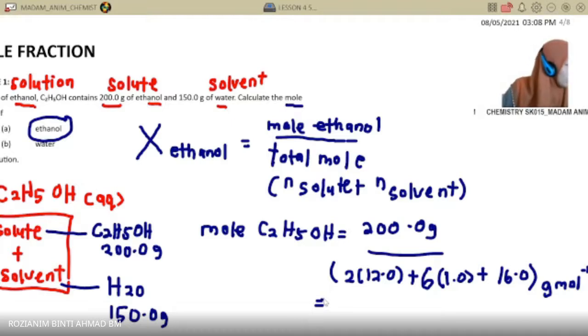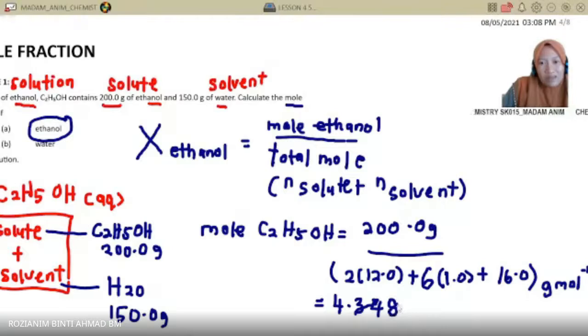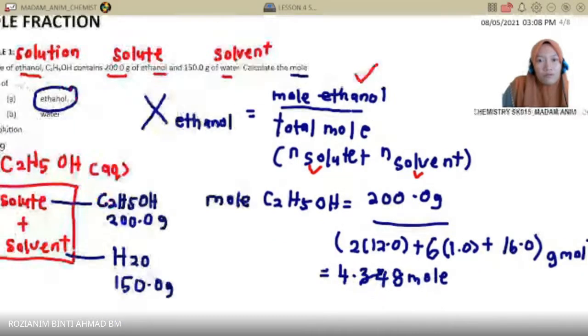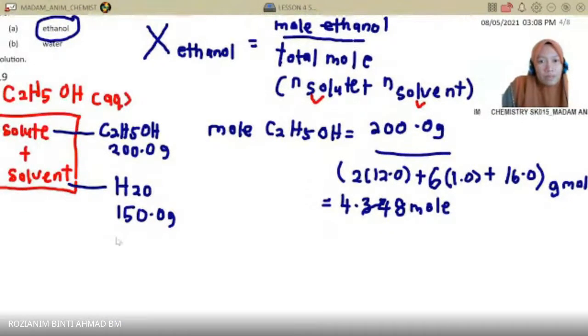Did you get the answer, the mole here is 4.3? 4.8. Yes, good. 4.8, right? 4.8 mole. Yes. Okay, so the first target is done: mole of ethanol. Now we look at the next item, the mole of solvent. Who is our solvent? Water. So next step, identify the mole of water here. Next, we calculate the mole of water. Okay, so calculate the mole of water.